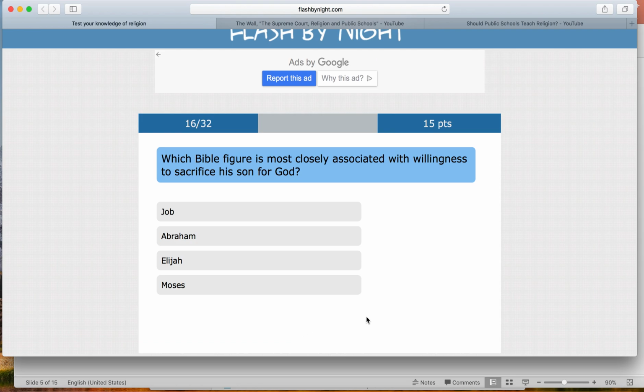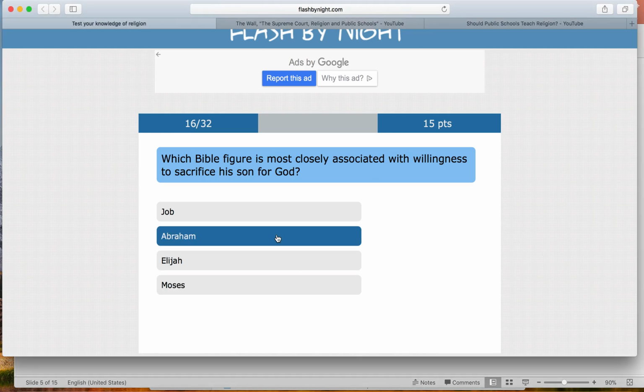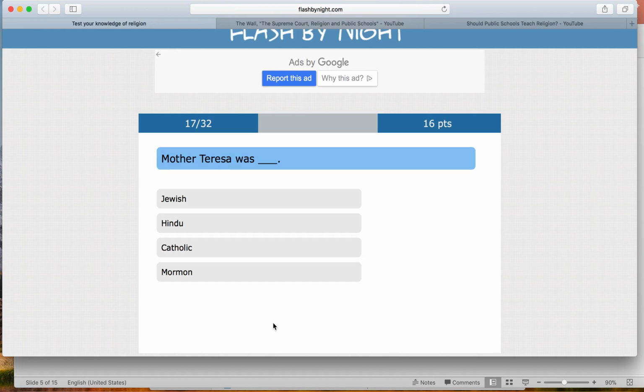Which Bible figure is most closely associated with willingness to sacrifice his son for God? Was that Job, Abraham, Elijah, or Moses? If you selected Abraham, you'd be correct. Okay, let's go to our next question. Mother Teresa was Jewish, Hindu, Catholic, or Mormon? If you selected Catholic, you'd be correct.